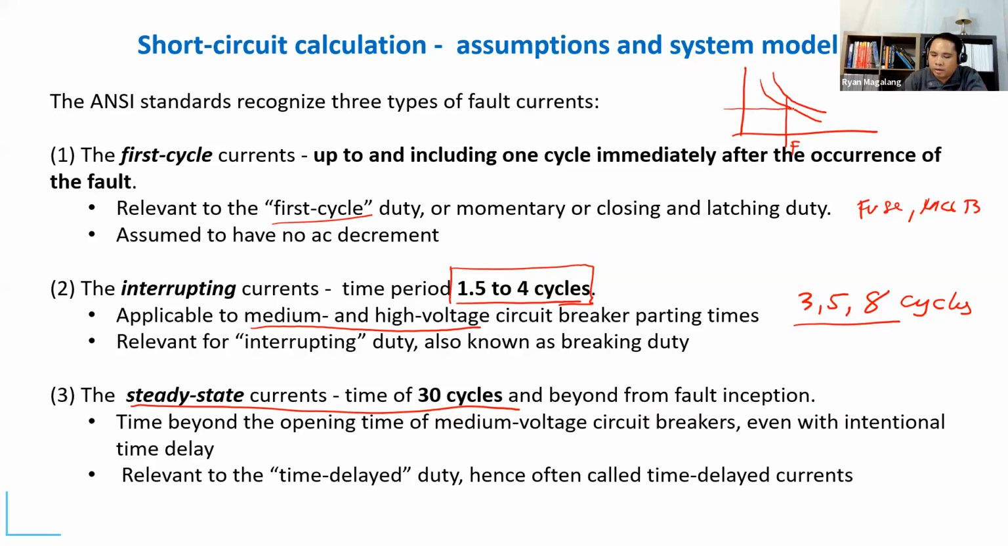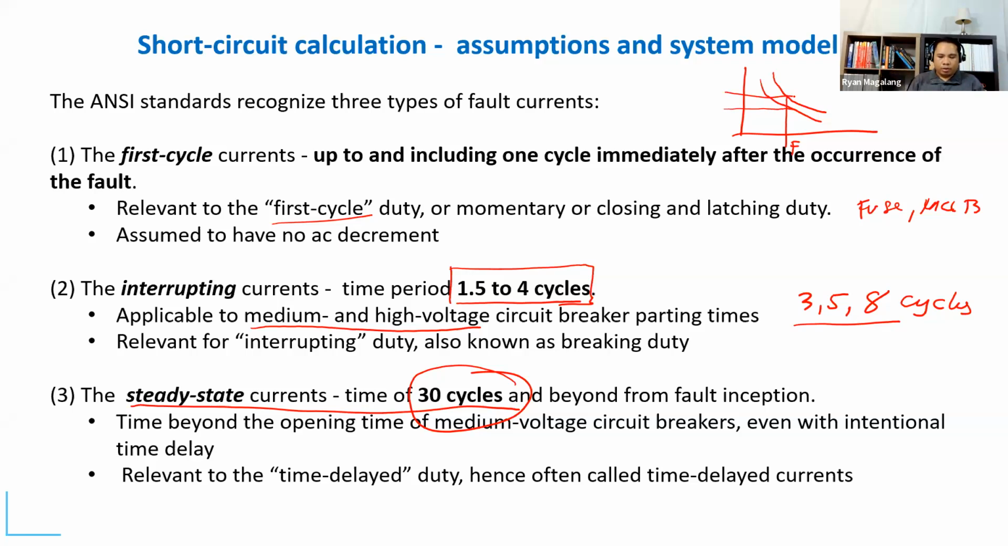This is now normally in seconds, not half second, even longer than that. So you could say that now you have to deal with this fault current, which is lesser than your first cycle and interrupting current. So that's why it's important to know which network we are talking about, and for what kind of application you're using it for.